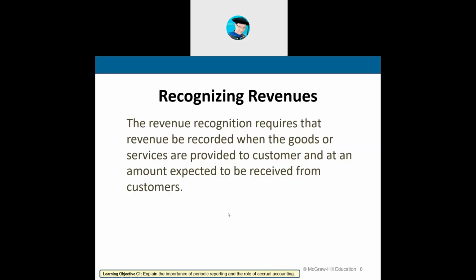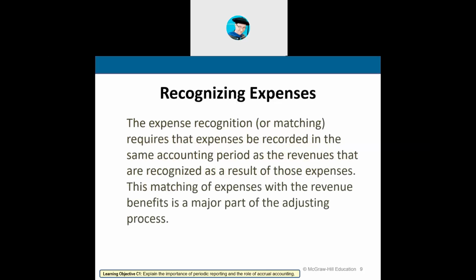Okay, so revenue recognition. Under the accrual-based accounting system, we recognize revenue at the time the good or the service is provided. Under cash-based accounting, we recognize revenue at the time cash is received. That's the difference between the two. With respect to recognizing expenses, under accrual-based accounting, we recognize expenses at the time they happen. So what does that mean? I received my electric bill at the end of August and it was for the month of July.